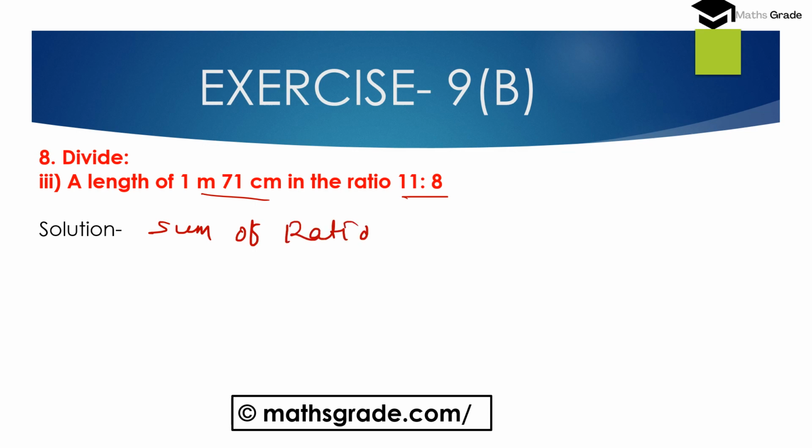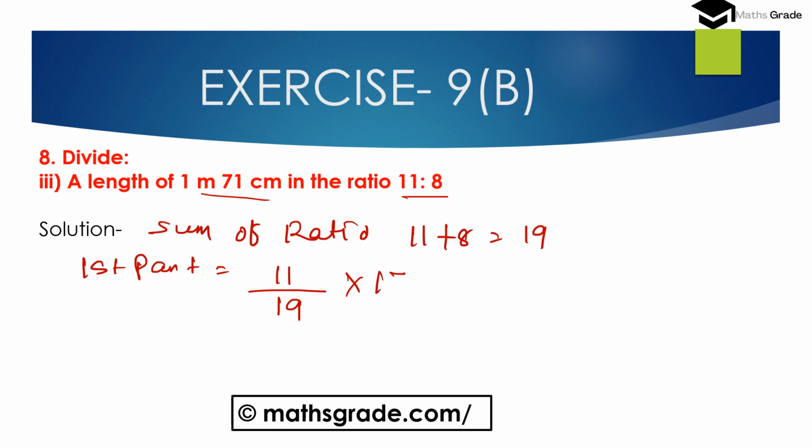Sum of ratio is 11 plus 8, which is equal to 19. Now the first part will be 11. This antecedent is 11, 11 divided by total ratio 19, multiplied with the length of 1 meter 71 centimeter, that is 171 centimeter.